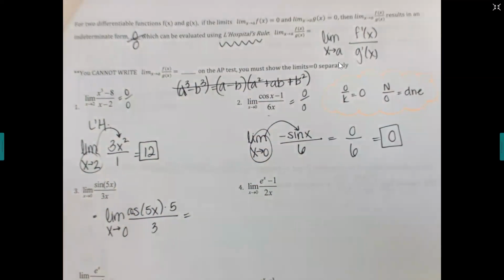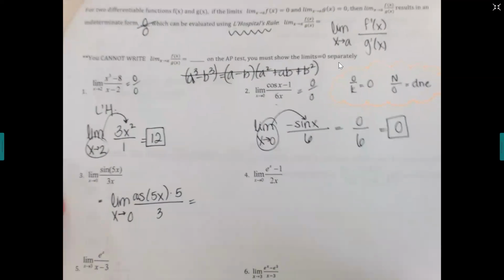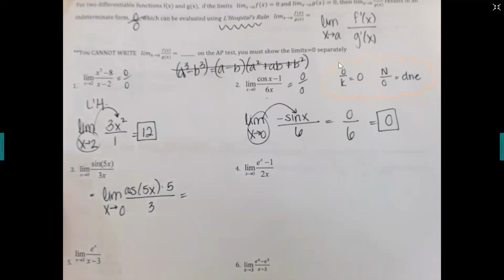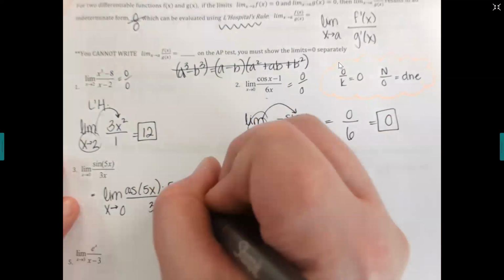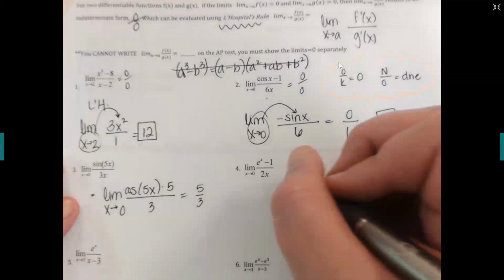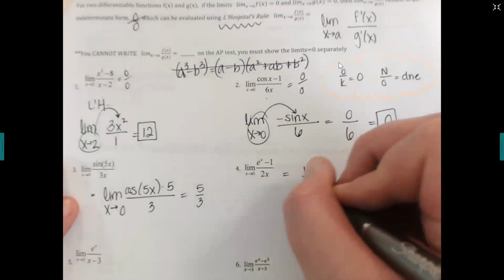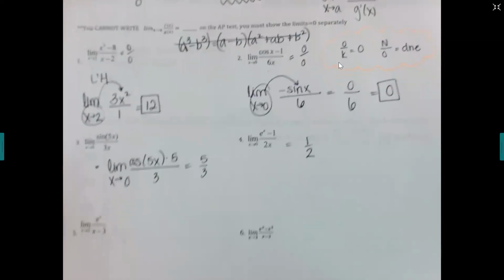Okay, so number 3, what was our final answer? Let's go with Isle, what'd you get? 5/3. And then what about number 4? Let's go with Jackson, what'd you get? Good. Okay, number 5.